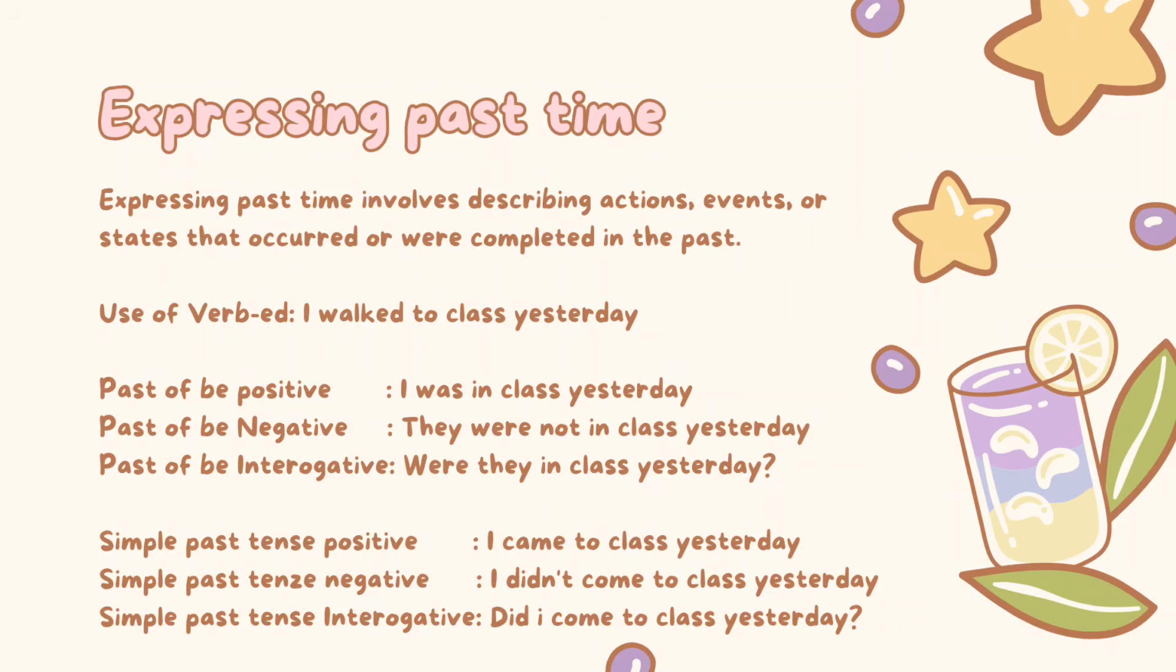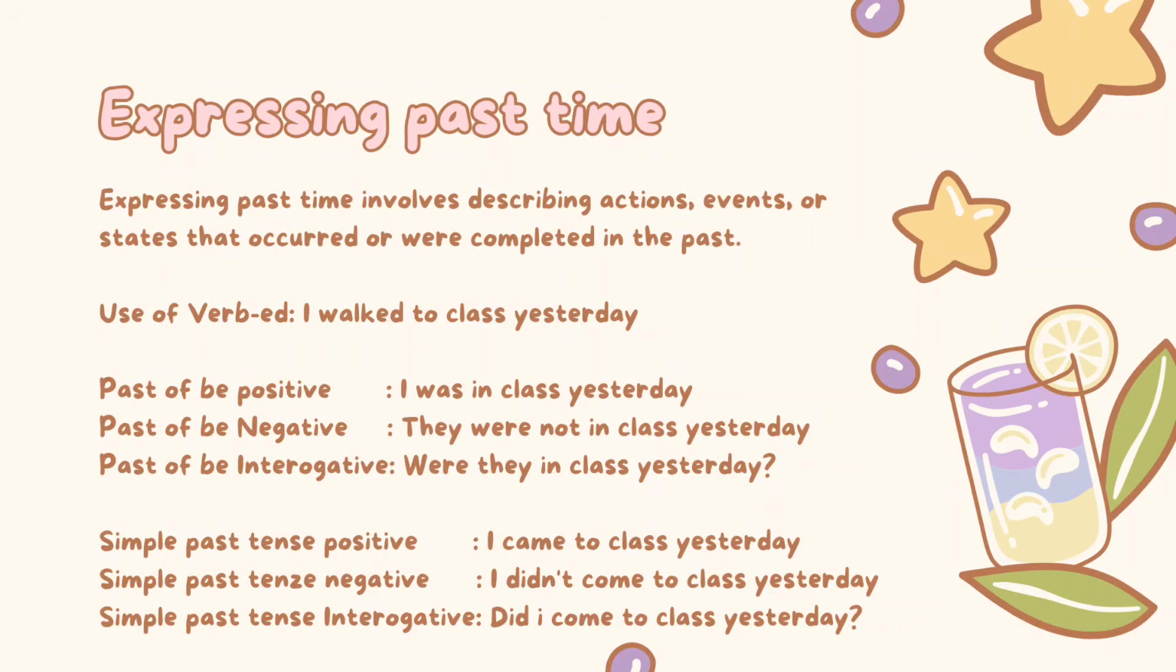Here are some examples of past positive, past negative, and past interrogative. I was in class yesterday, which is very simple. Again, subject, verb, and an object. Past negative: they were not in class yesterday. Again, it is very simple: subject, were or was, not, plus object. It is very easy. I'm pretty sure I don't need to explain many more.